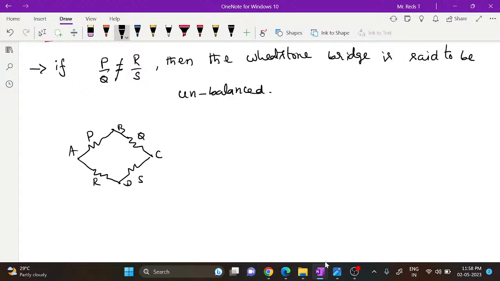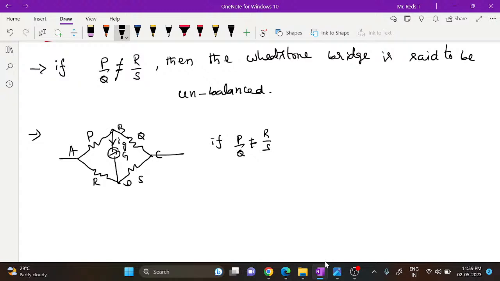But in this case, if P by Q is not equal to R by S, that means current through the galvanometer is non-zero. If there is a galvanometer, then the current through it, Ig, is non-zero. Here we have to be very careful, and that is what you are going to understand. Here I have marked the arrow from B to D, right?